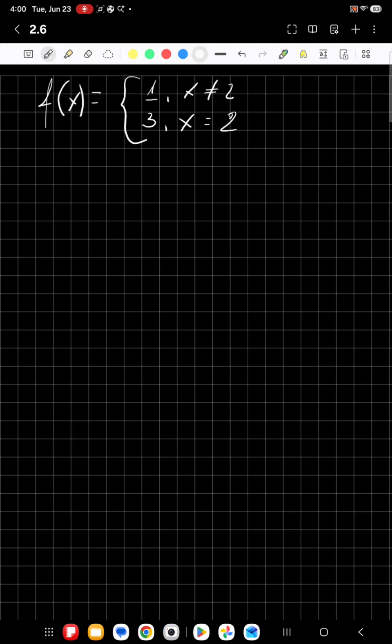Okay, so let's look at the graph quickly. The graph was like this, right? We have 1, 2, 3 on each axis. There is a hole at 2, something like this. And then for x equals 2, the function has a value of 3.